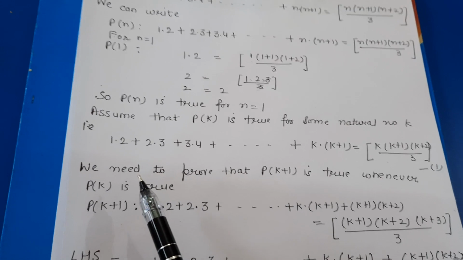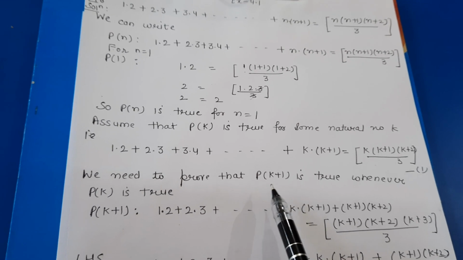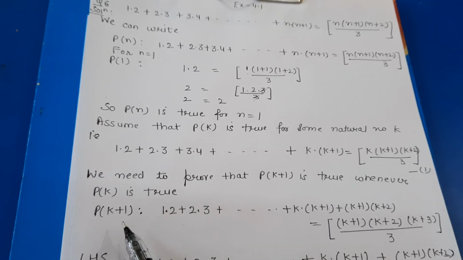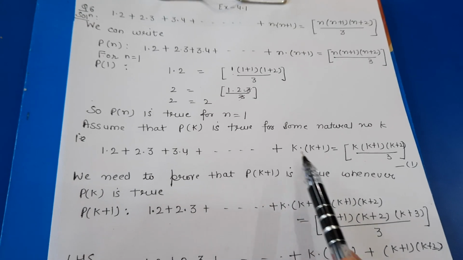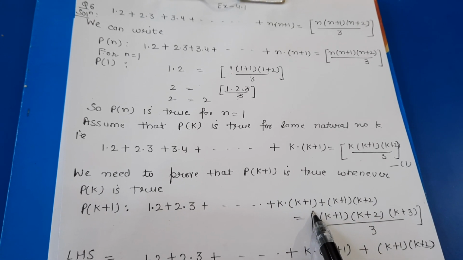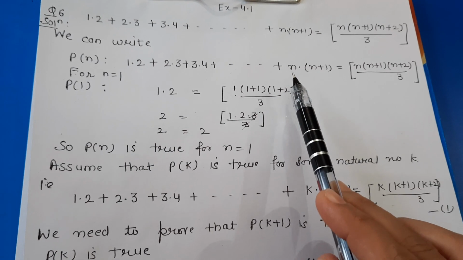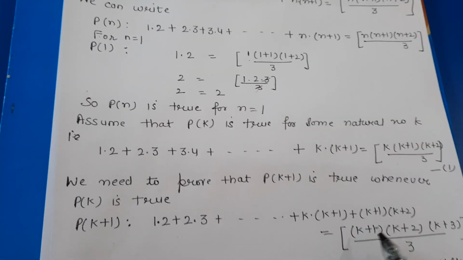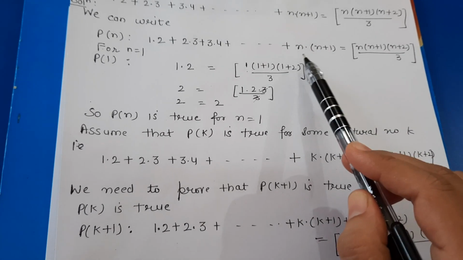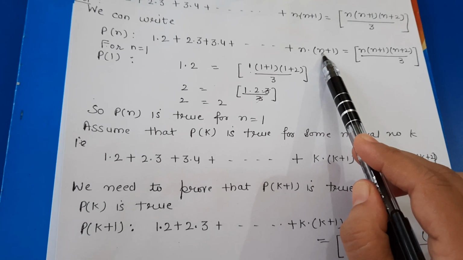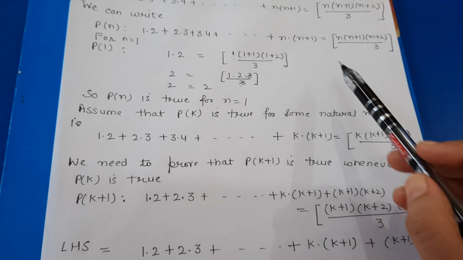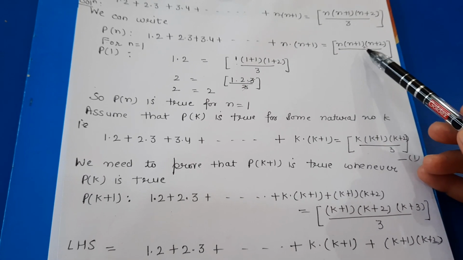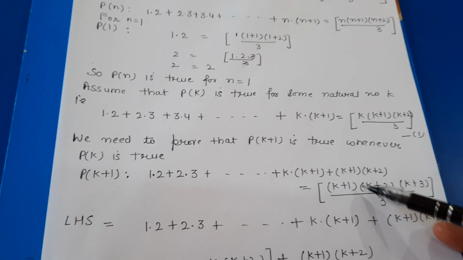Now the third step, we need to prove that Pk plus 1 is true whenever Pk is true. Right? Now Pk plus 1. You can write the first k terms from here up to here, and for the last term put n equals to k plus 1 in this term. This is going to be k plus 1 into k plus 2. On the right hand side you replace n with k plus 1. So this is k plus 1 into k plus 2 into k plus 3 divided by 3.